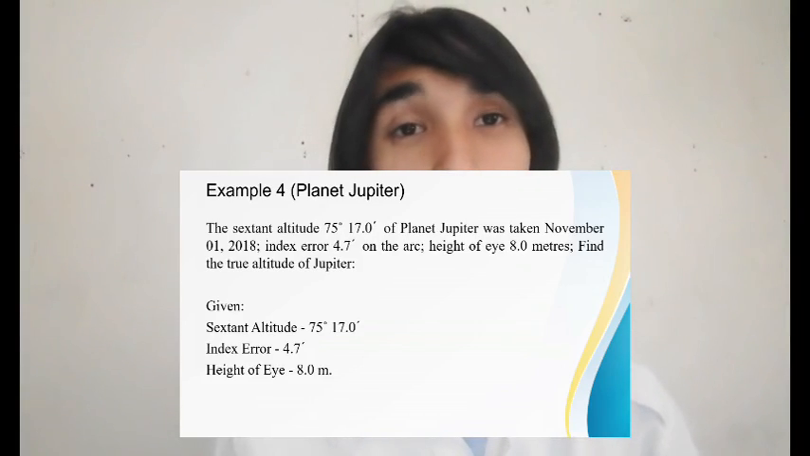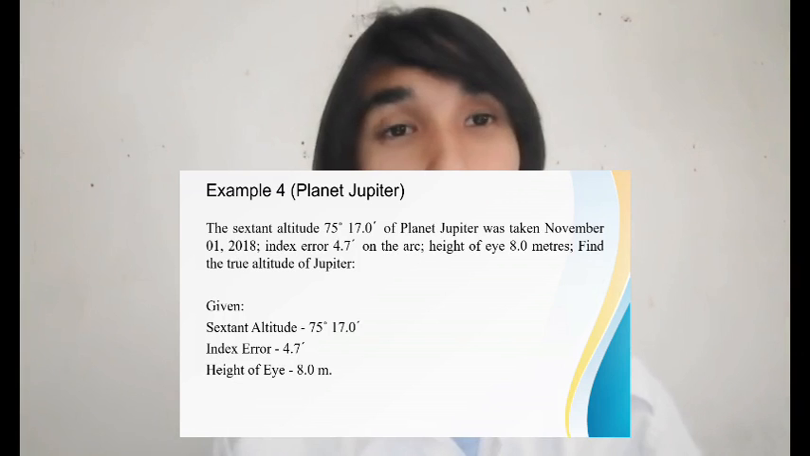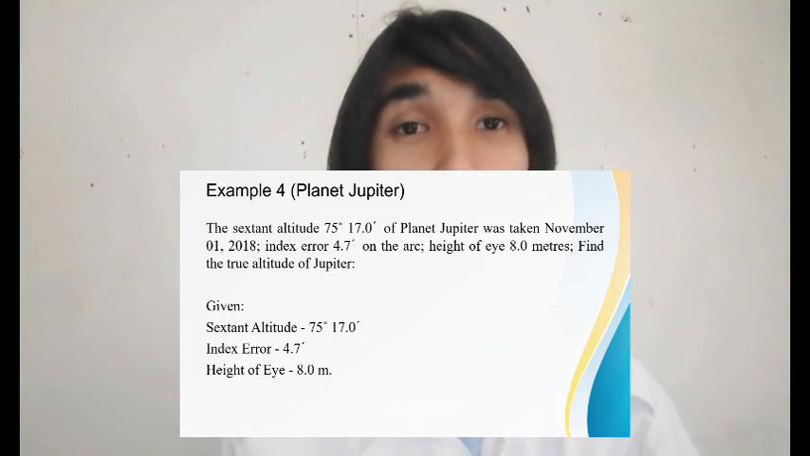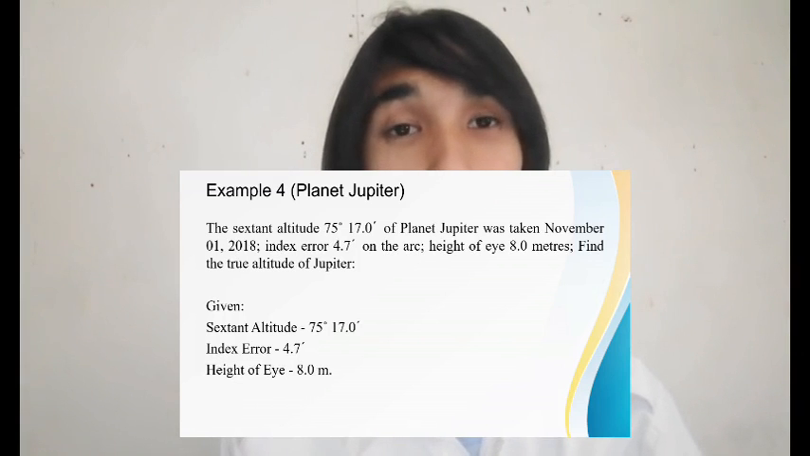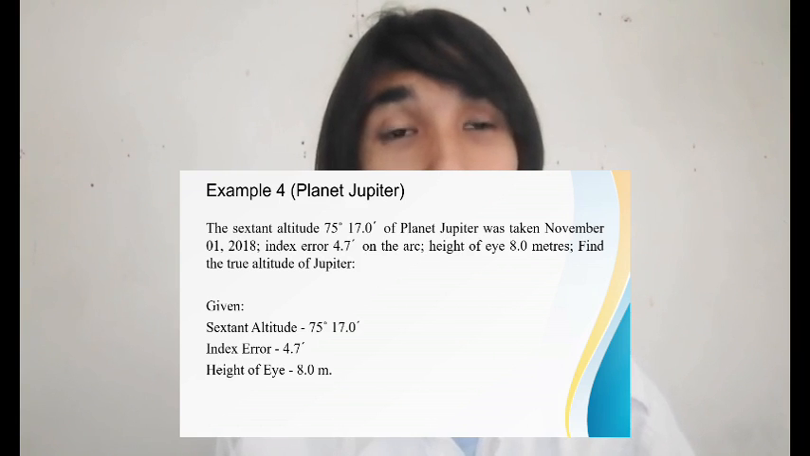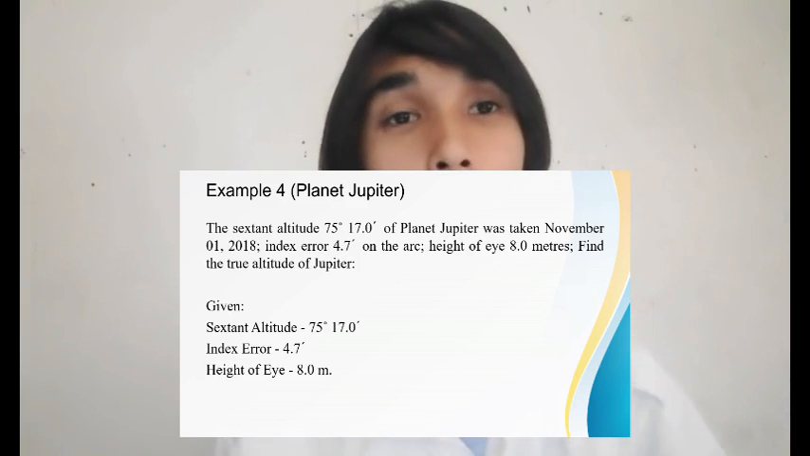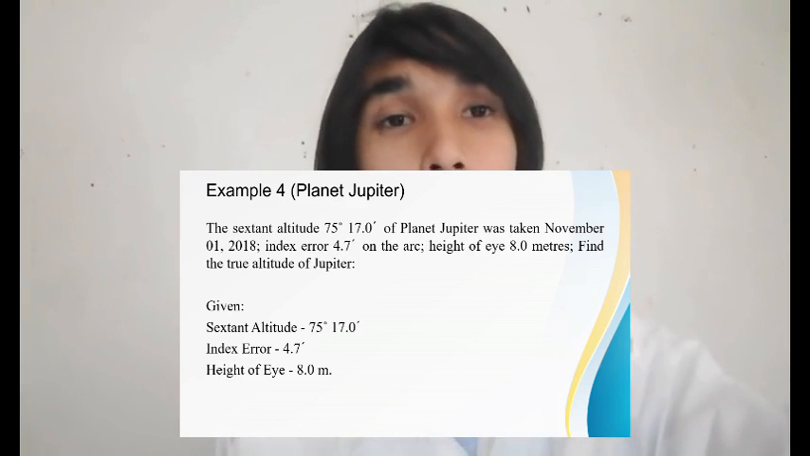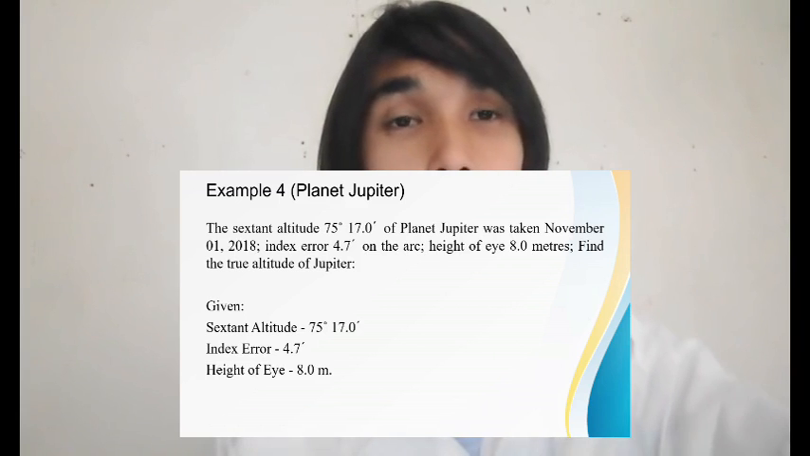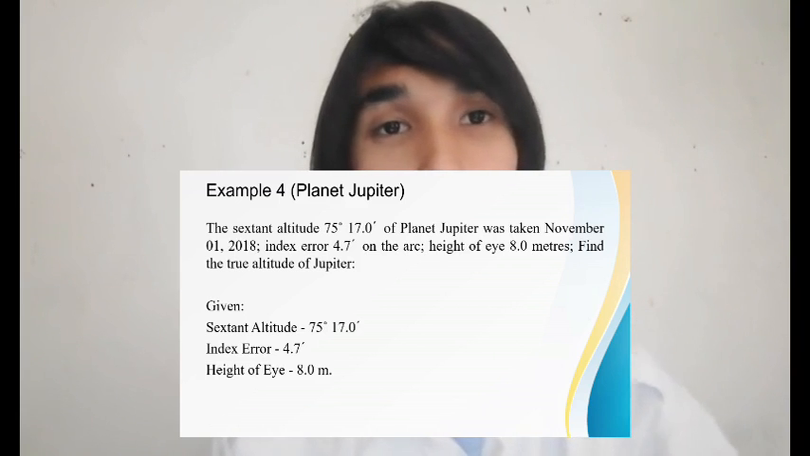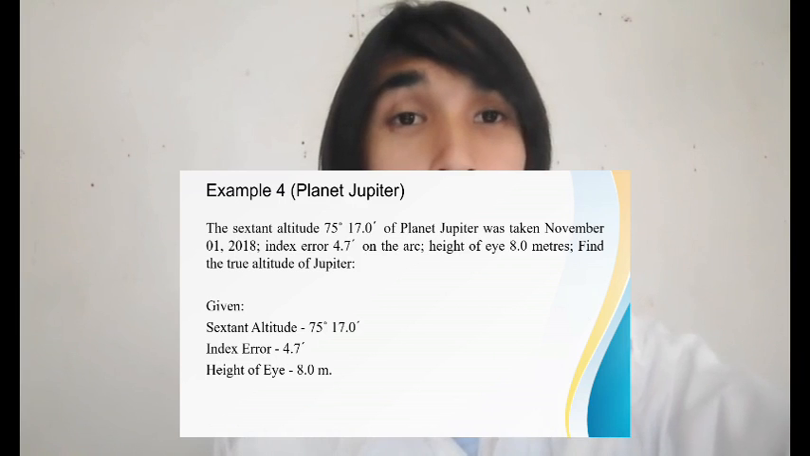The next example is finding the true altitude of planet Jupiter. So example 4: the sextant altitude of planet Jupiter is 75 degrees and 17.0 minutes. It was taken on November 1, 2018, with an index error of 4.7 on the arc and a height of eye of 8 meters. So the given are the sextant altitude of 75 degrees and 17 minutes, index error of 4.7 on the arc, and the height of eye of 8 meters.